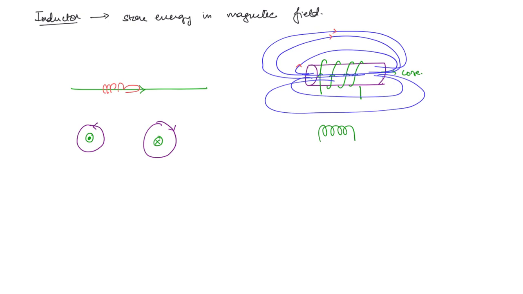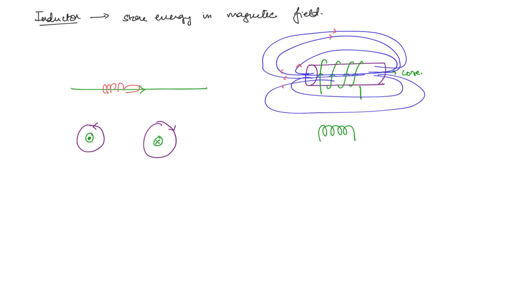Whenever there is a coil, there is another simpler way to find the direction of the magnetic field. You wind your fingers in the direction of the current through the coil, and then the direction of the thumb gives you the direction of the magnetic field. So if you curl your right hand fingers in the direction of current, your thumb will point in this direction.